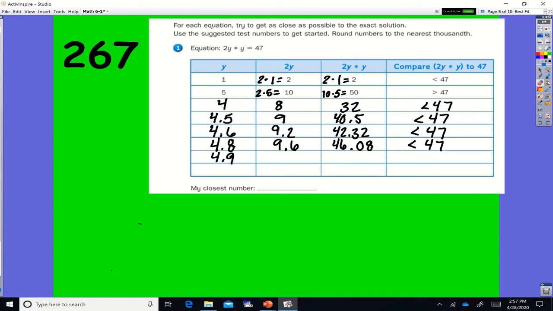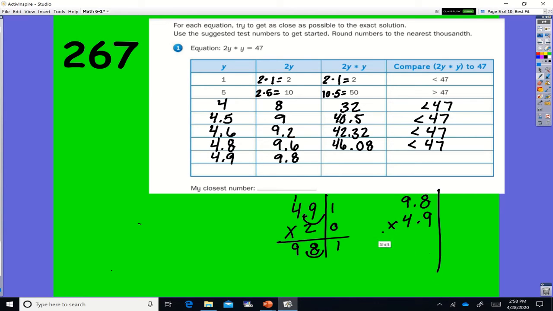Okay, so we have 4 9/10. Times that by 2. Get 18, 8, 9, move it 1, 0. I get 9 8/10. Now I'm going to take my 9 8/10 times 4 9/10.